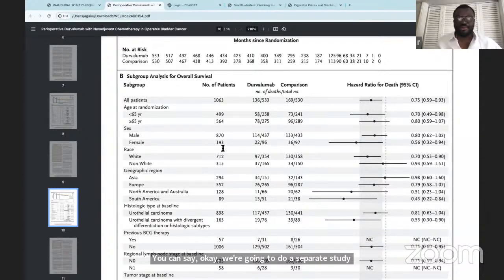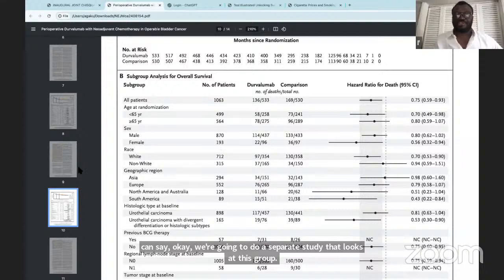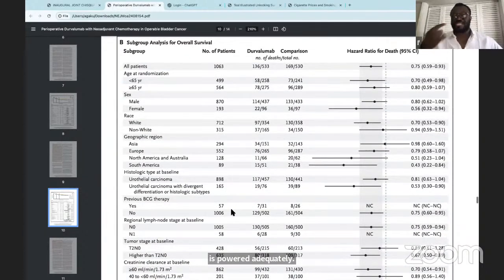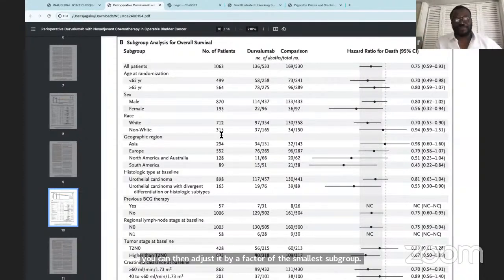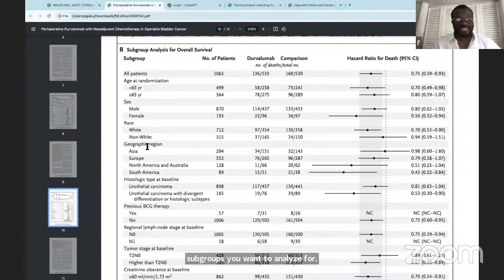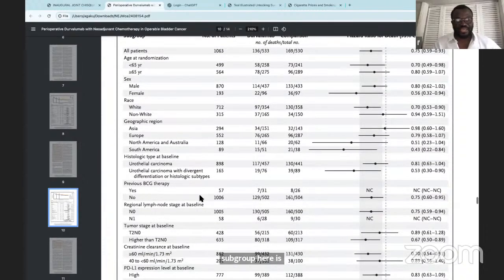Or if you really want to make sure that you account for those groups, then make sure that your sample size is powered adequately. In this case, what you could do is adjust the sample size by a factor of the smallest subgroup. What does that mean? Look at all the subgroups you want to analyze for, and now look at the smallest subgroup. The smallest subgroup here is, let's say, individuals who say yes to previous BCG therapy.